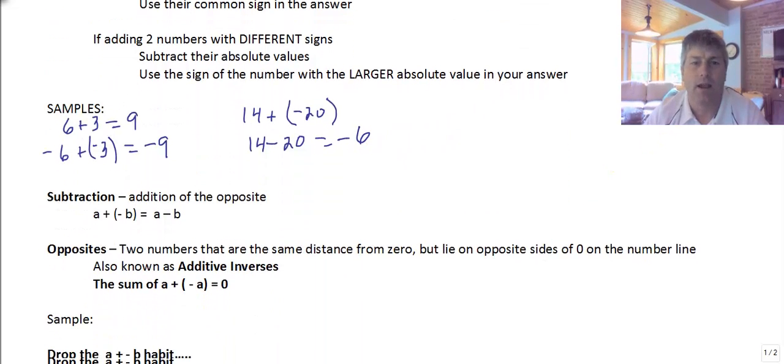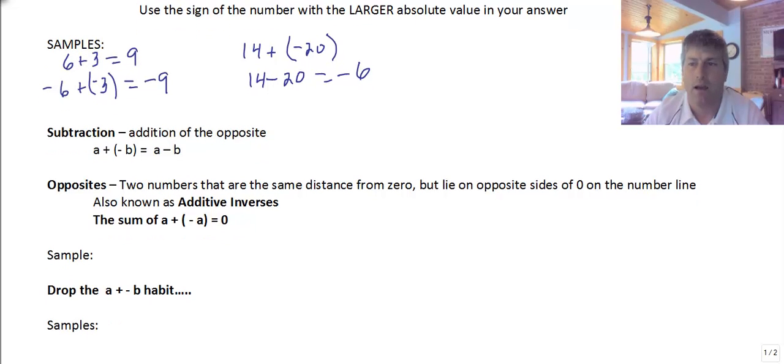And that leads us right into subtraction. I've kind of used subtraction before defining it, but subtraction is simply the addition of the opposite. So A plus the opposite of B is A minus B. Okay? And opposites, real quick, opposites are two numbers that have the same distance from 0 but lie on opposite sides of 0 on the number line.